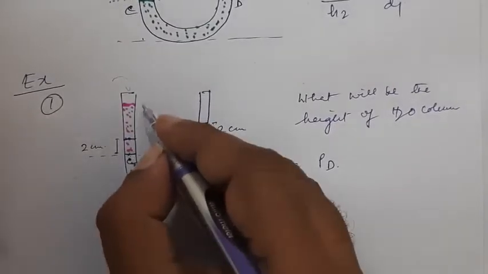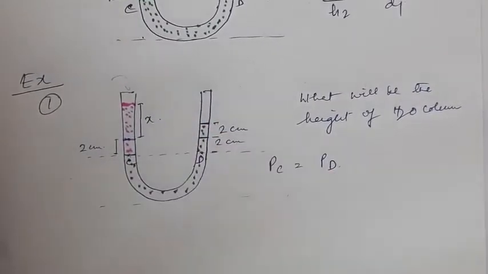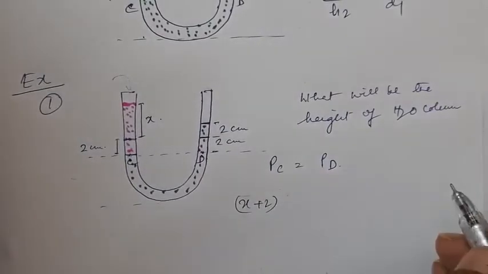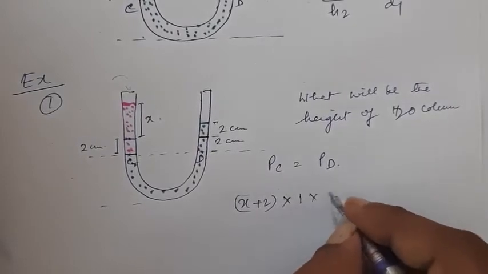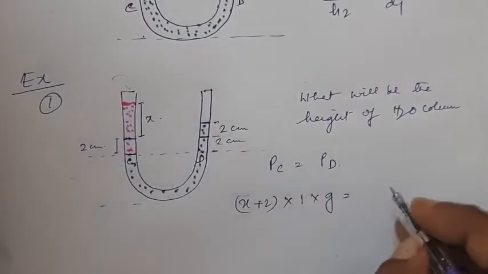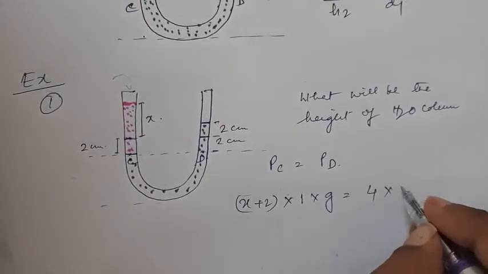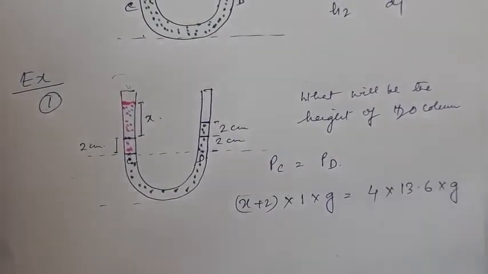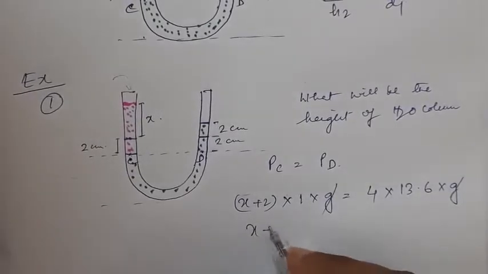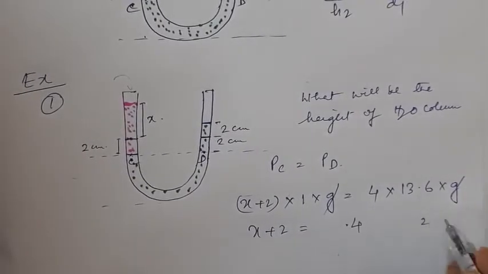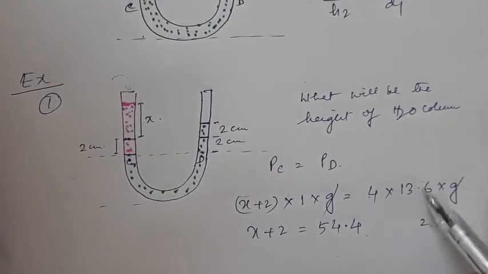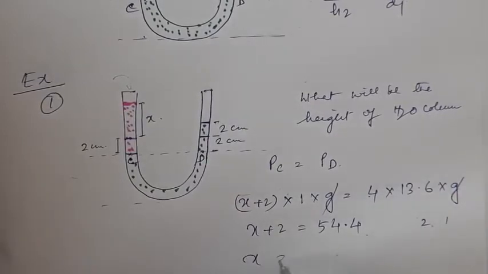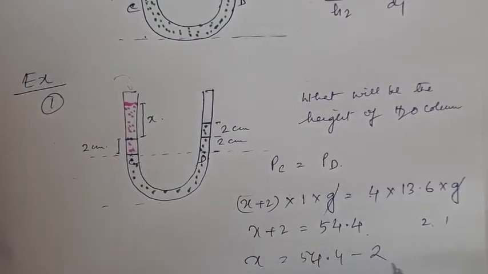Now PC is equal to, if we take this to be x, x plus 2 is the height of the water column, into the density of water, which is 1, into G. Similarly for mercury, the height is 4 centimeters, and the density of mercury is 13.6 into G. G gets cancelled out, x plus 2 is equal to 54.4. So x is equal to 54.4 minus 2, that is 52.4.